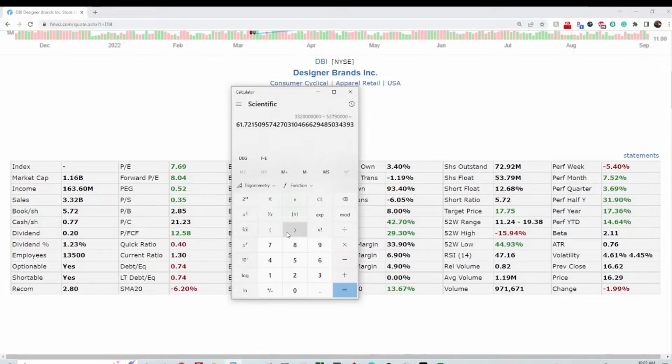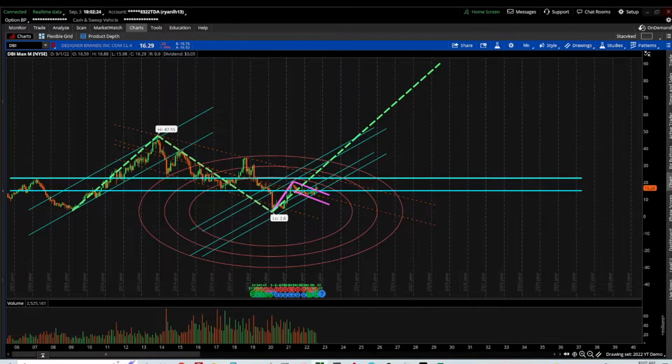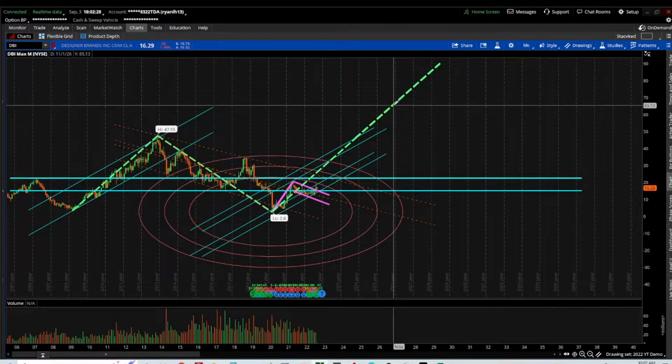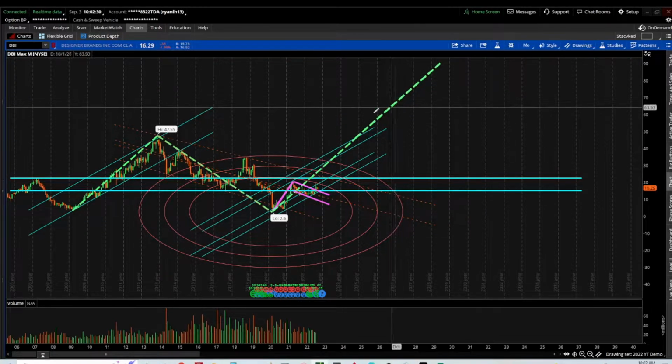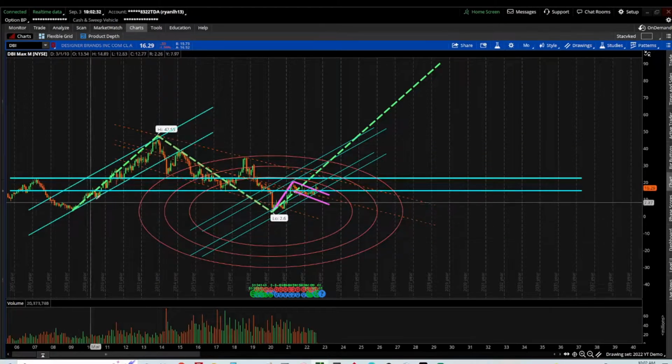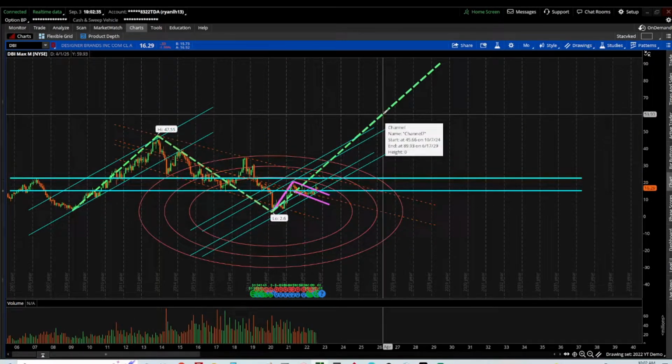So this is showing me 61.72. And based off our charts, if we go back here, based off of this, 60 would be around right here, which is not out of the ordinary to see this pattern of low, higher, high.